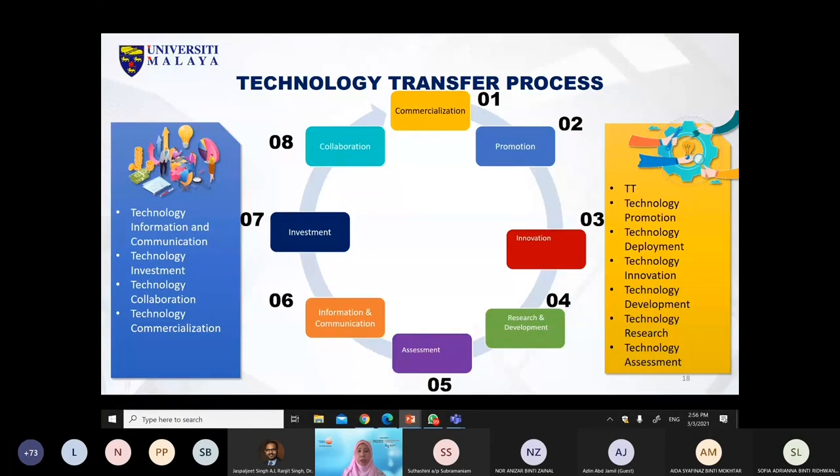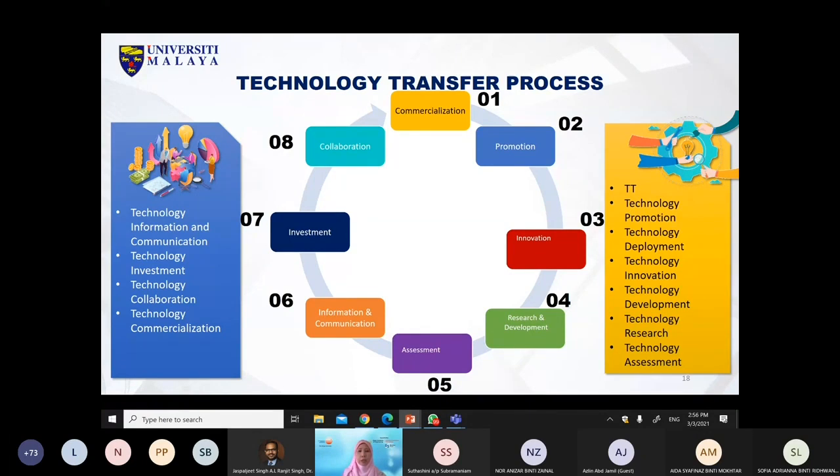First of all, in order for us to get commercialization, we have to do our market validation. When we do our market validation, we are at the same time evaluating our product and doing the promotion. With the feedback from our market validation, we will improve our innovation through research and development, and then we assess our innovation again.